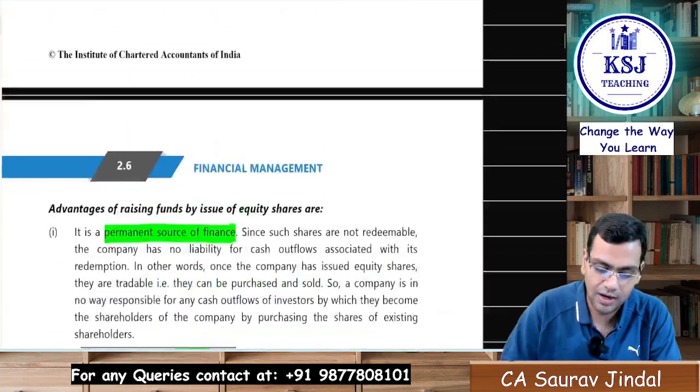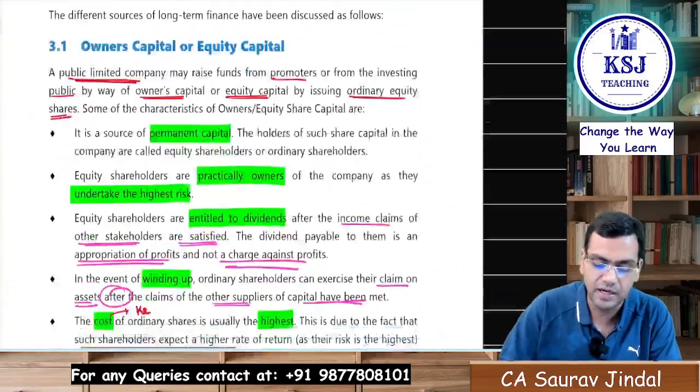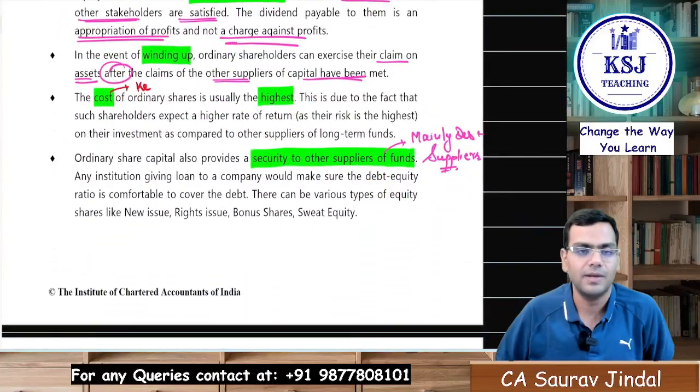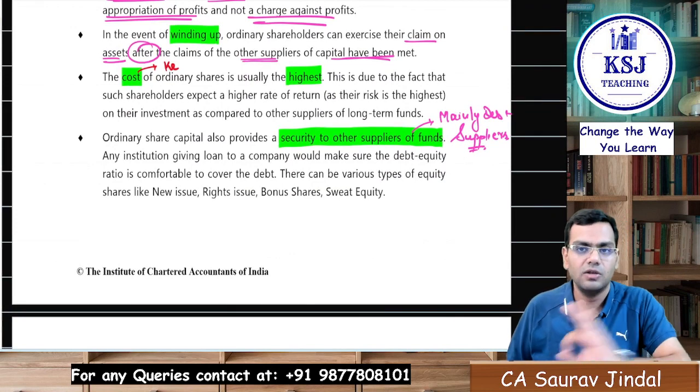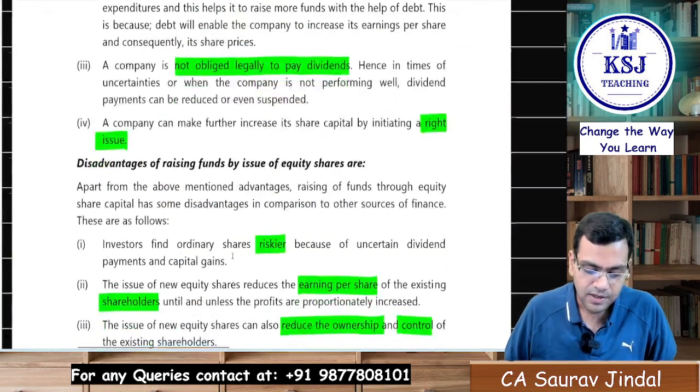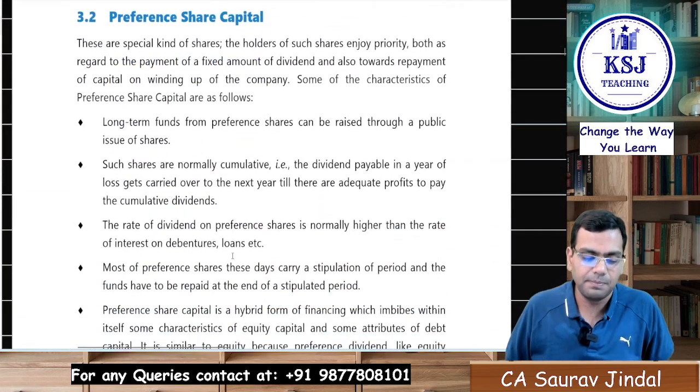So this is all about the equity shares. We have highlighted only the crux points which you have to remember in the examination, and if you remember these crux points, you will be able to write it out. Okay, the next one is the preference share capital.